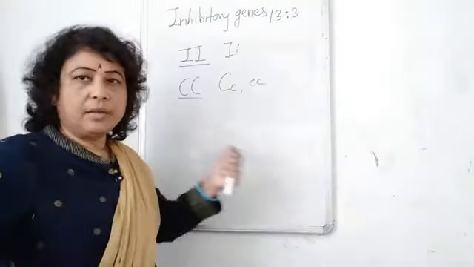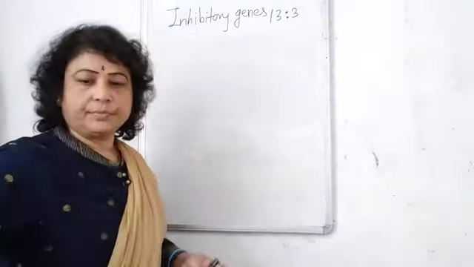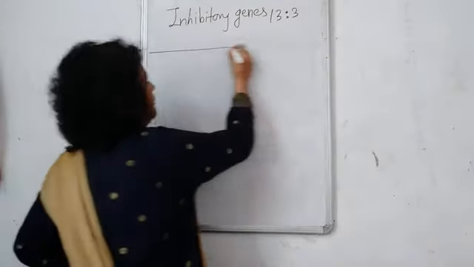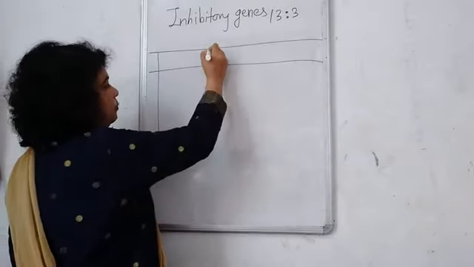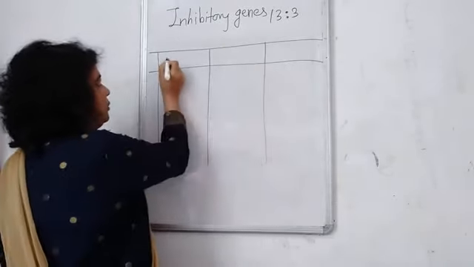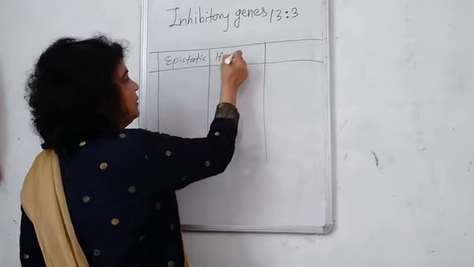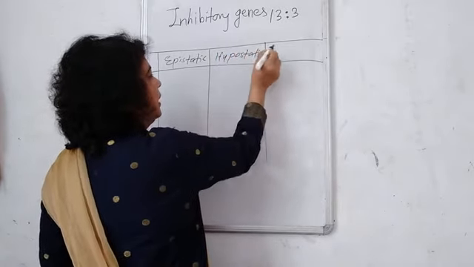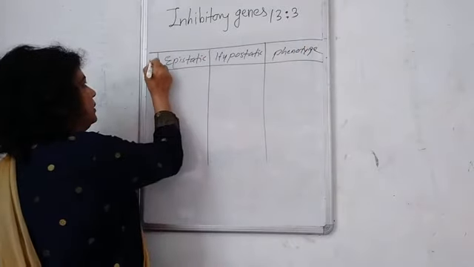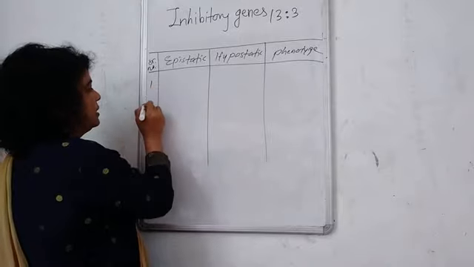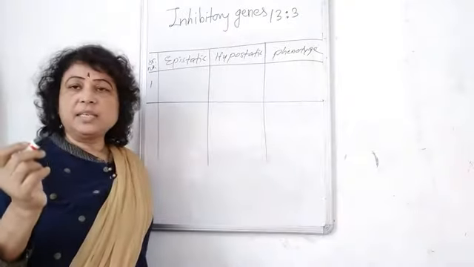Okay, so we will draw one table here: epistatic gene, hypostatic gene, and phenotype. So first, which is the epistatic gene? It is the I.